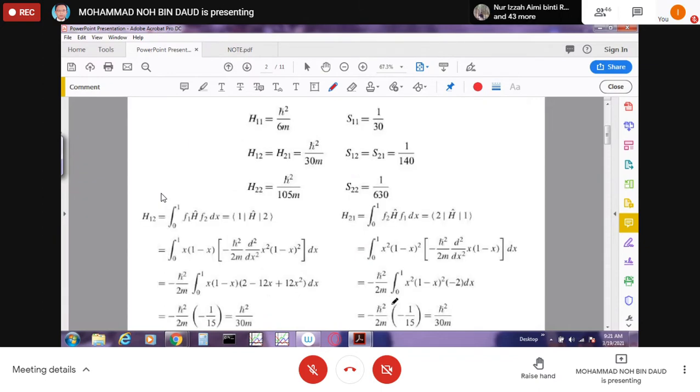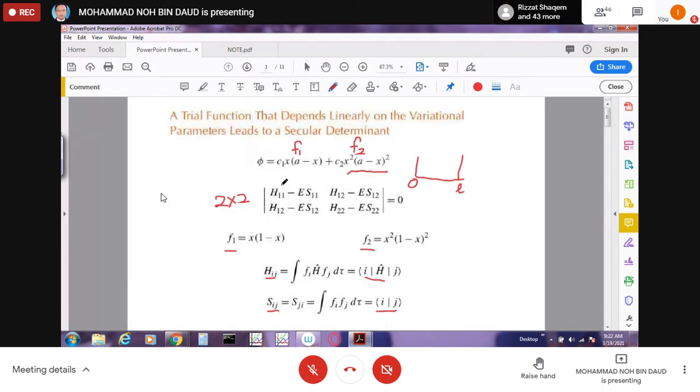Now we are going to evaluate each of these matrix elements. We have this 2 by 2 secular determinant. We must find the 4 Hamiltonian matrix elements, and also 4 overlap matrix elements. We must evaluate each of these matrix elements.